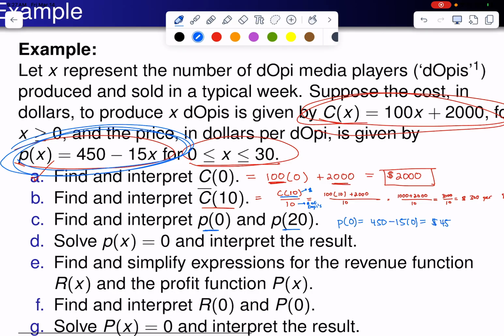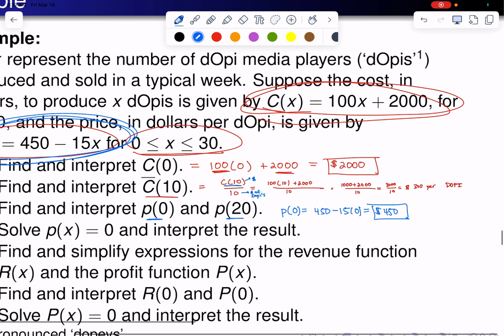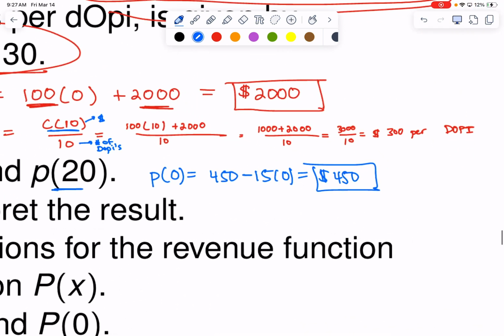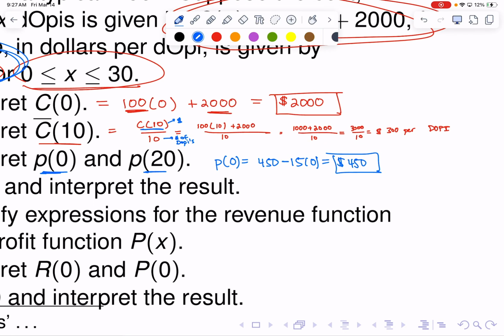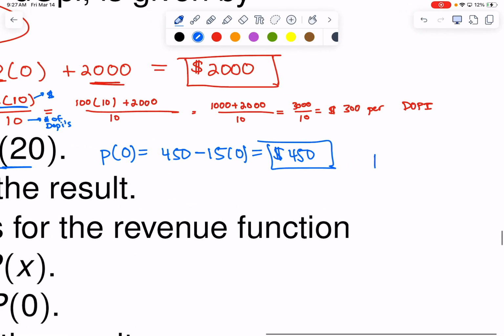So if I don't make any, some people are like, well, what does that mean? What does it mean to have 0 dopies? Not real relevant, is it? To set the price at $450 doesn't make much sense, does it? Because you have no dopies for $450. So does P of 0 really make much sense? No, you want to at least produce some dopies. But P of 20, now that makes sense.